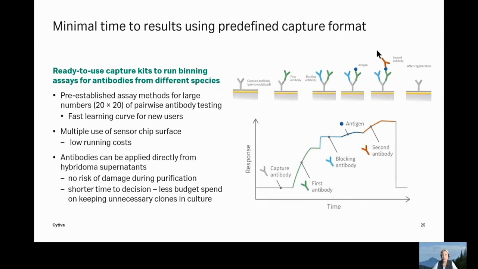Then the whole complex is removed and you have a free surface again to inject the next antibody pair, which should be investigated. And you can observe all these interactions in the corresponding sensorgram. So first you have the baseline here, then you have the injection of the first antibody, blocking antigen, and second antibody. And for each of these interactions, you can also observe if they are less or very stable.